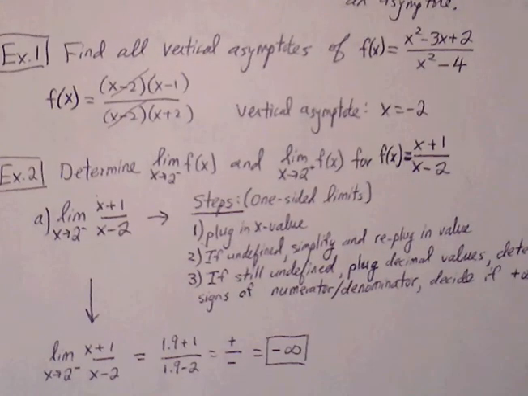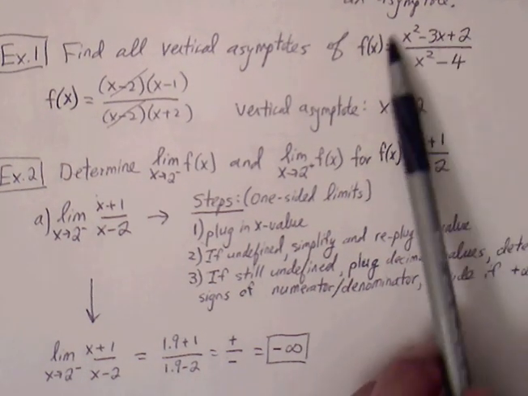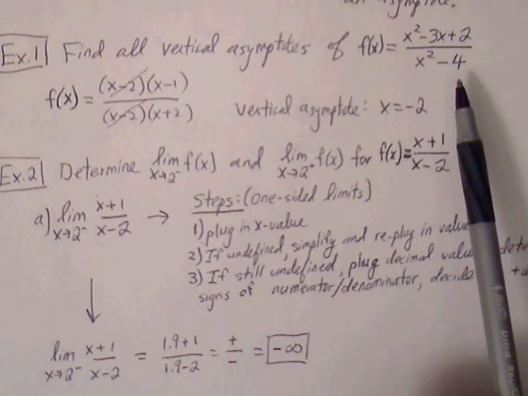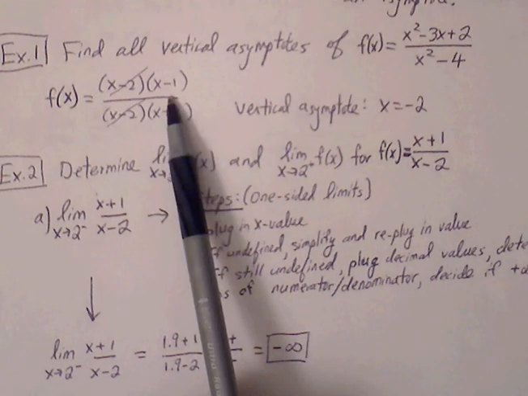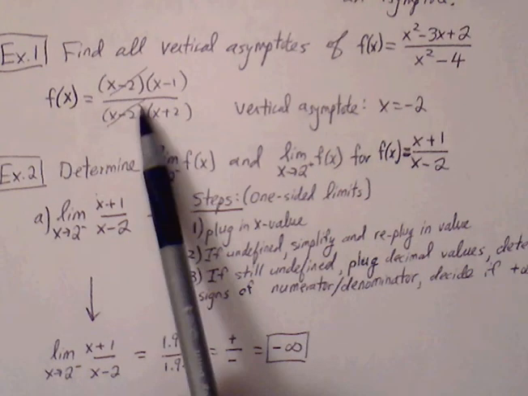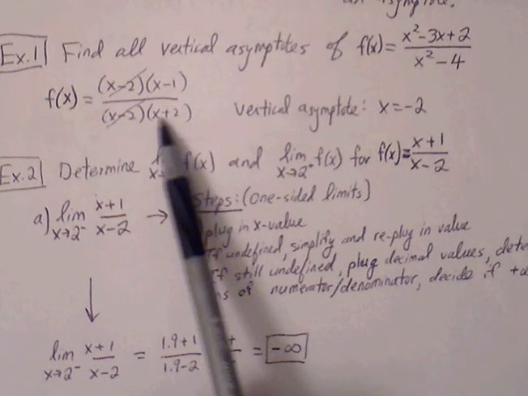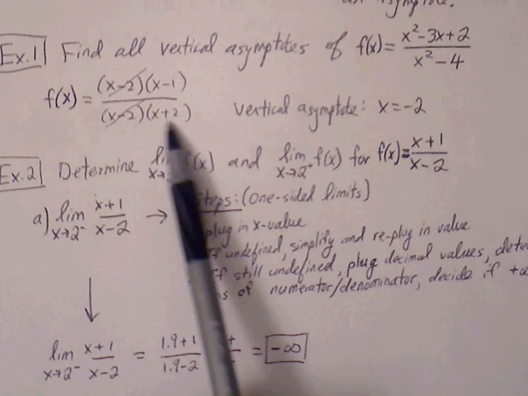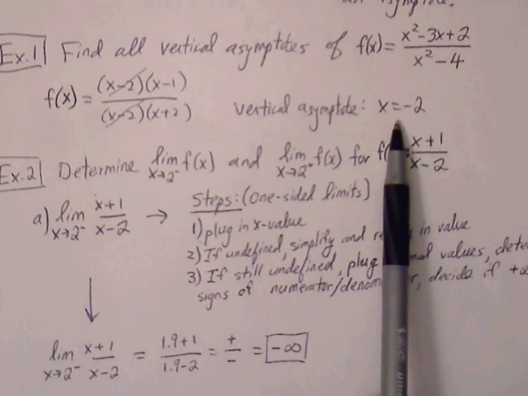Okay, example 1. Find all vertical asymptotes for our function. We're going to factor everything that we can and see what cancels out and what doesn't. The numerator gives us x minus 2 times x minus 1. The denominator gives us x minus 2, x plus 2. The x minus 2's cancel out. There's a hole at 2, and then there's a vertical asymptote at negative 2 because this factor does not go away. So we can say the vertical asymptote is the line x equals negative 2.